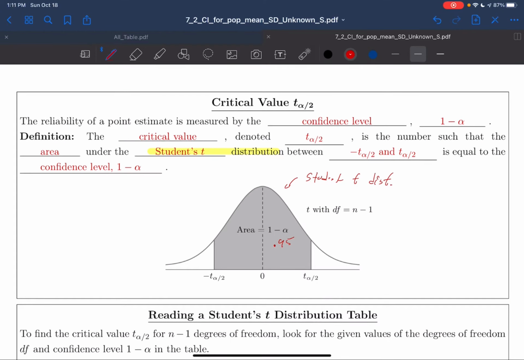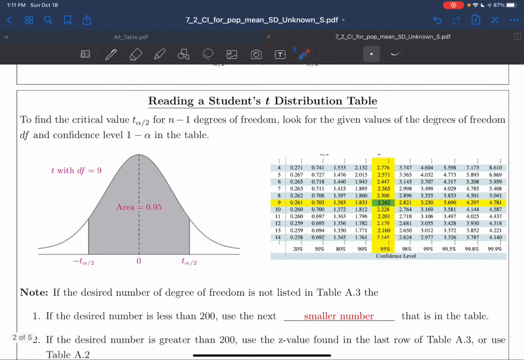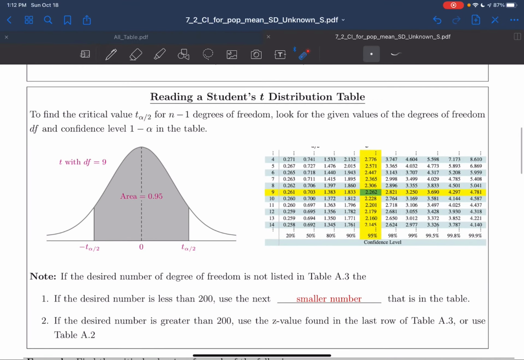But how do we actually compute these? How do we find our critical values? We're going to use something called the student t distribution table. So here, to find the critical value, t of alpha over 2 for n minus 1 degrees of freedom, look for the given values of the degrees of freedom, which I'm just going to call df to shorten it, and the confidence level, 1 minus alpha, in the table.